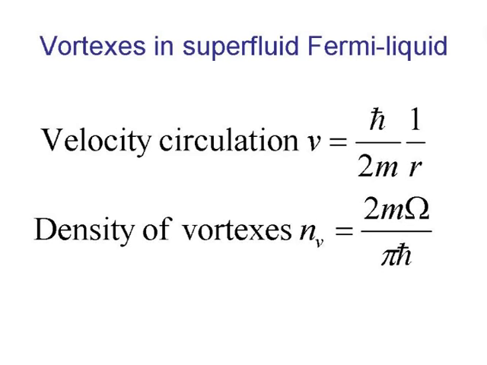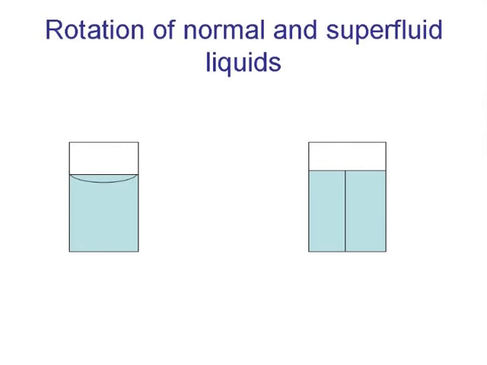This way of rotation is impossible for this liquid. The point is that if a liquid rotates as a solid, the flow is not potential. There is a rotor. This was discovered by Feynman, but in this case the liquid can rotate only around some quantized lines, where the velocity is distributed in a very singular way. Here I can show you the difference.